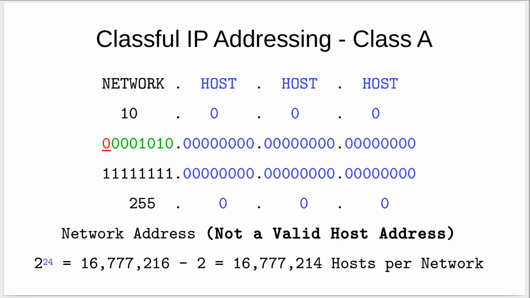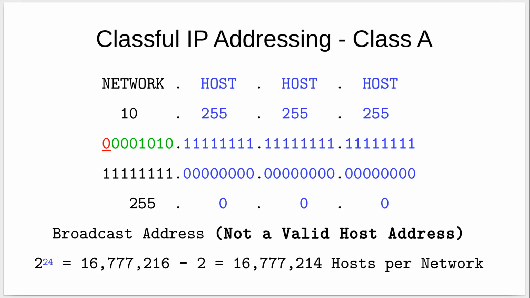And what's the other address that we can't use? It's the network address and the broadcast address. They are the 2 addresses that we cannot use. So what does the broadcast address look like? Set all host bits to 1, which generates 10.255.255.255. And there is your broadcast address. Again, this is not a valid host address. So you cannot use that address on the interface of a computer, for instance.